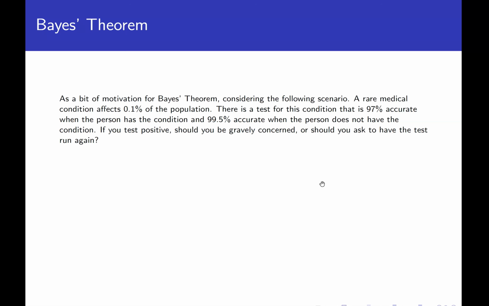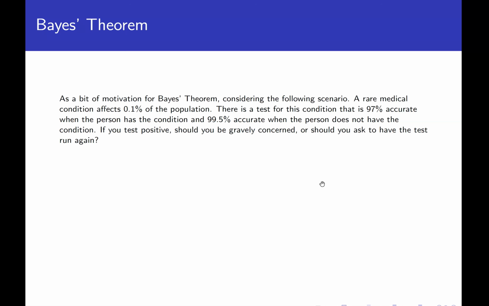Alright, so let's motivate Bayes' theorem a little bit before we actually talk about the theorem, and then do another example, and then we will do more examples in class, as usual. So let's say that there's a rare medical condition and only 0.1% of the population actually has this condition. Suppose further that we have a test for this condition, that if you have the condition, then you get a positive result 97% of the time you take the test. If you don't have the condition, then you get a negative result 99.5% of the time.